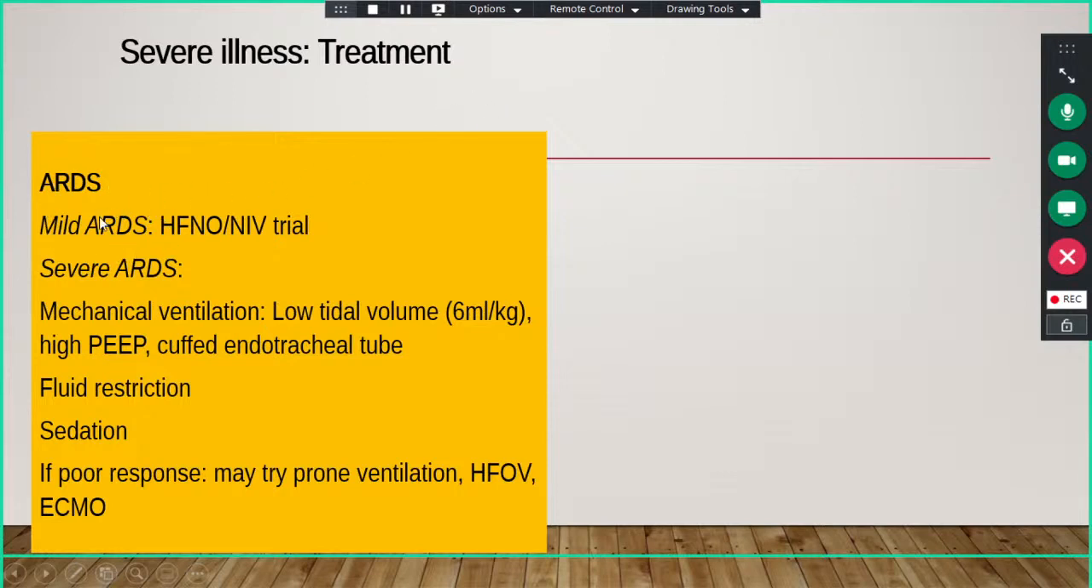And if it is a mild acute respiratory distress syndrome, you give high flow nasal oxygen or non-invasive ventilation. If it is a severe, then the patient will require a mechanical ventilation with a low tidal volume, high PEEP, peak and expiratory pressure with a cuffed endotracheal tube. Fluid restriction is indicated along with sedation, and if poor response, may try prone ventilation and high frequency oscillatory ventilation. So this is the outline of the treatment of a person who is severely ill or critically sick.